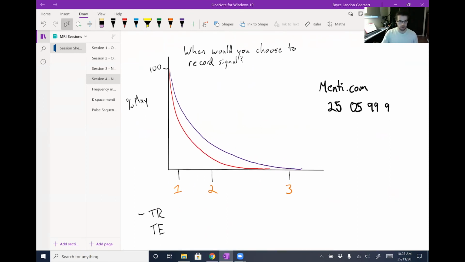I have a very big question for the group. In this diagram we've got two T2 curves from different samples, maybe white matter and gray matter, or fat and non-fatty tissue. Of these 3 time points that I have given on this graph, when would you choose to record the signal? If you want to participate in this little survey, you can go to menti.com on your computer or your phone and type in the code 2505999, and then just give an answer, and we'll talk about the differences between these points, what I'm actually getting at here.